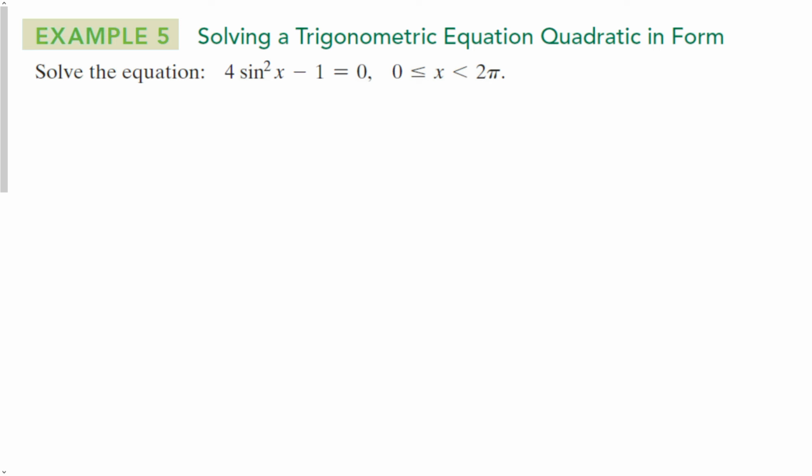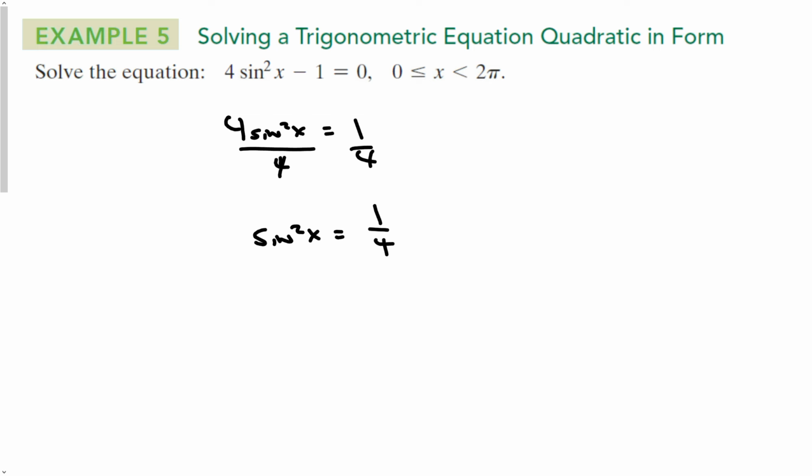Let's try this one. I could factor this because it happens to be the difference of two perfect squares, but let's use a different technique. So for sine squared x, let's add 1 to both sides. Then let's divide out the 4. I can do that. I just can't divide by trig functions. I can divide out the numbers.